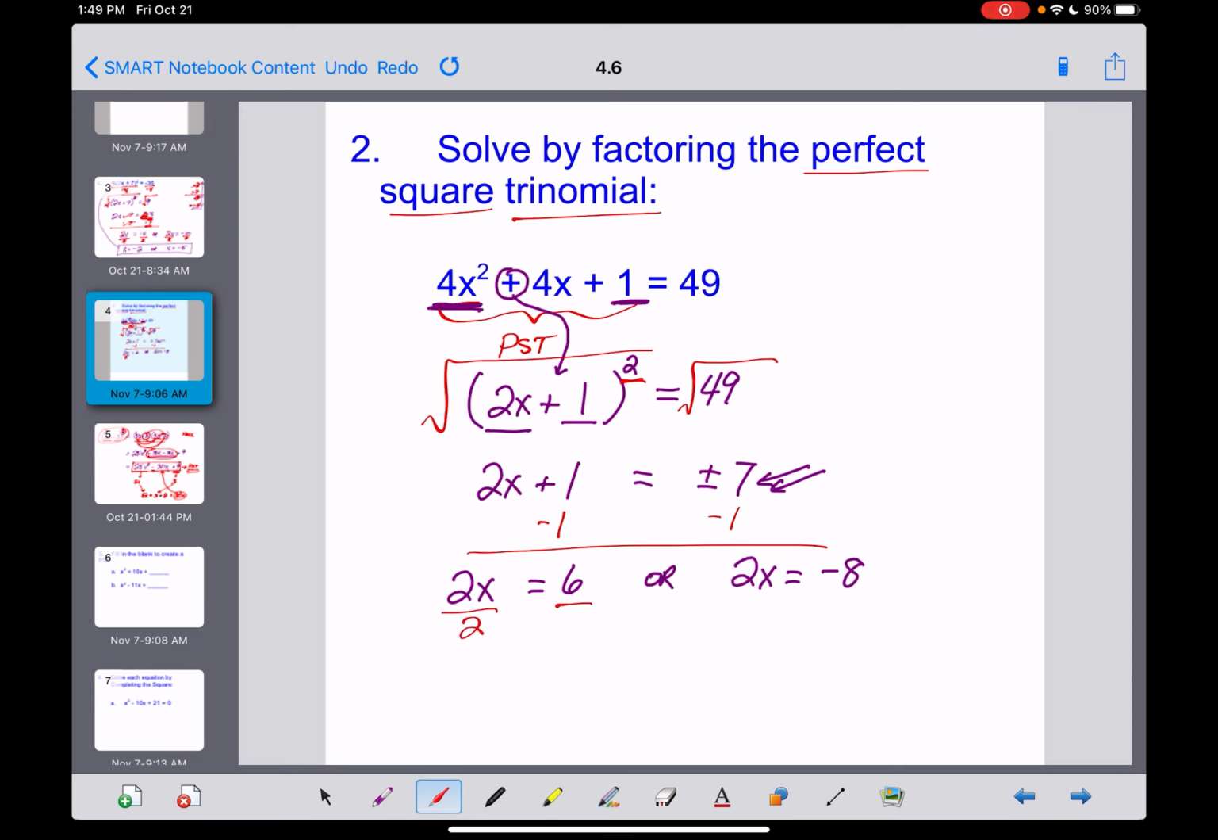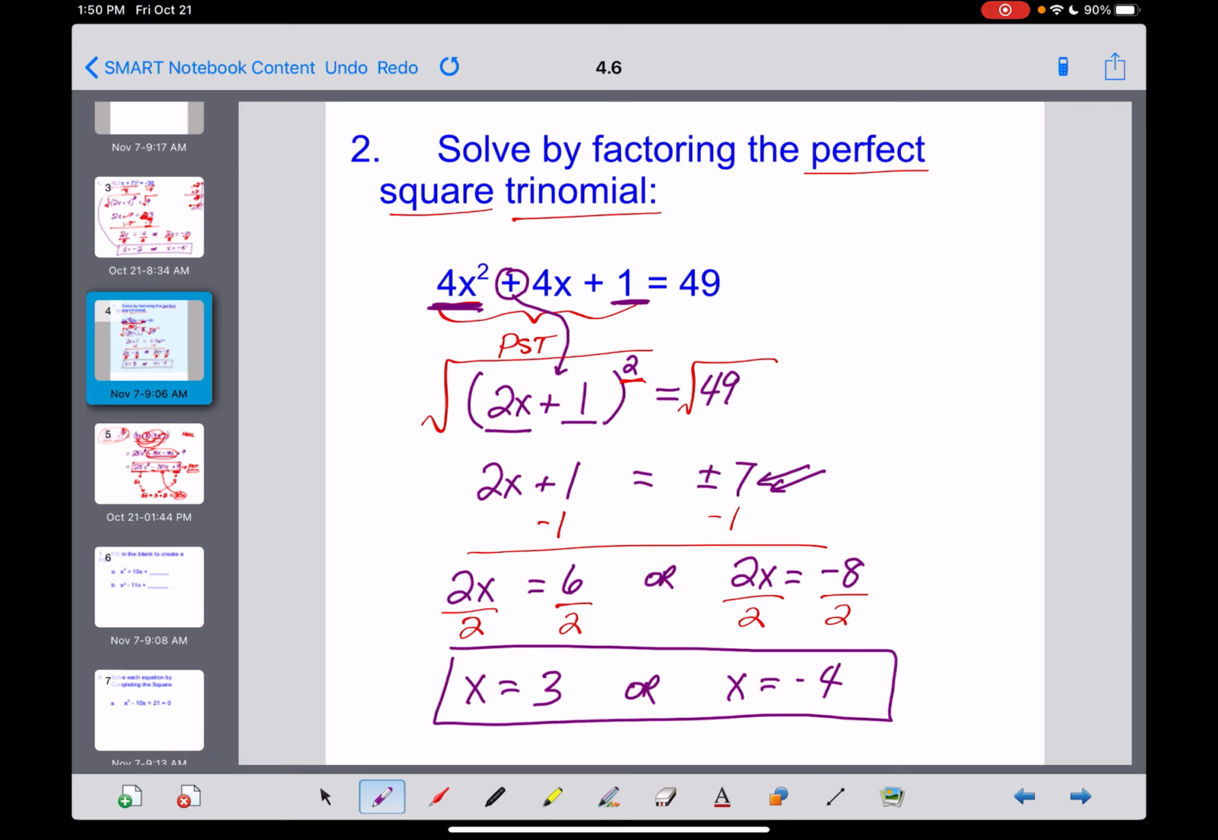We divide both sides by 2 here, and we end up with x equals 6 divided by 2, which is 3. Or, onto the second equation, we also divide by 2 on both sides, and end up with x equal to negative 4. And there are your two solutions to this equation.